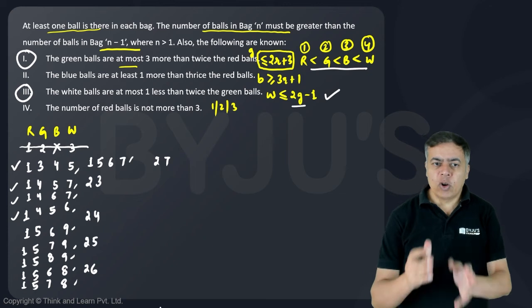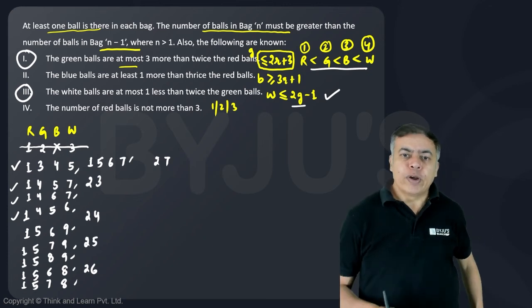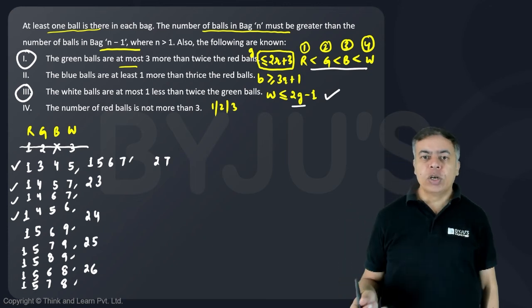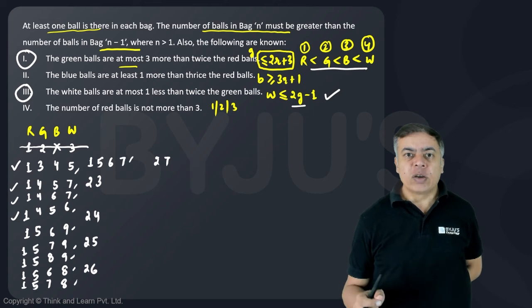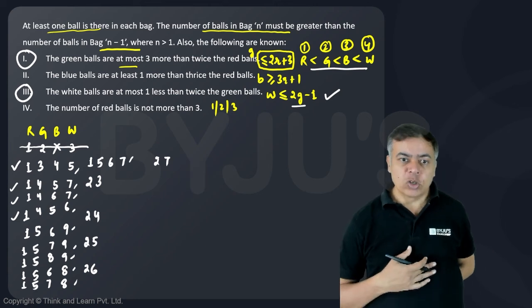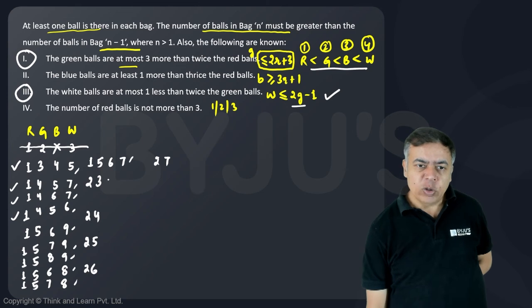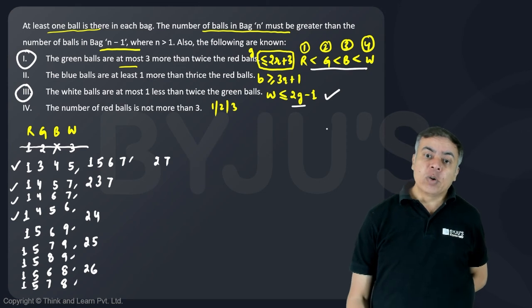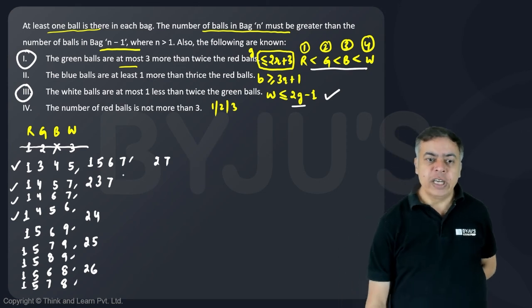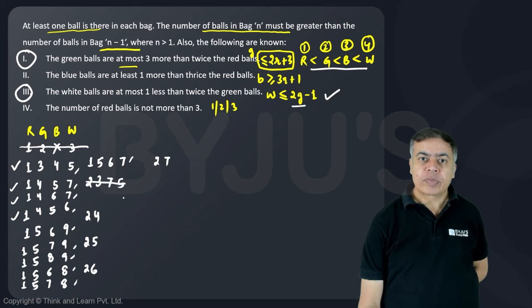Now I will not write all the cases, but I will tell you how you can write. Now for blue, it should be greater than or equal to 3R plus 1, that is 3 into 2, 6 plus 1. So greater than or equal to 7. That means here you can have only 7 or more. But white is less than or equal to 2G minus 1. Now 3 into 2, 6 minus 1 is 5, which is not possible.